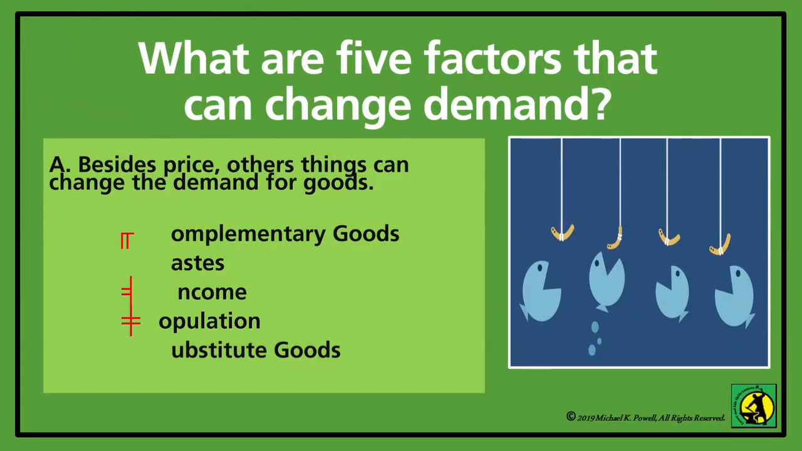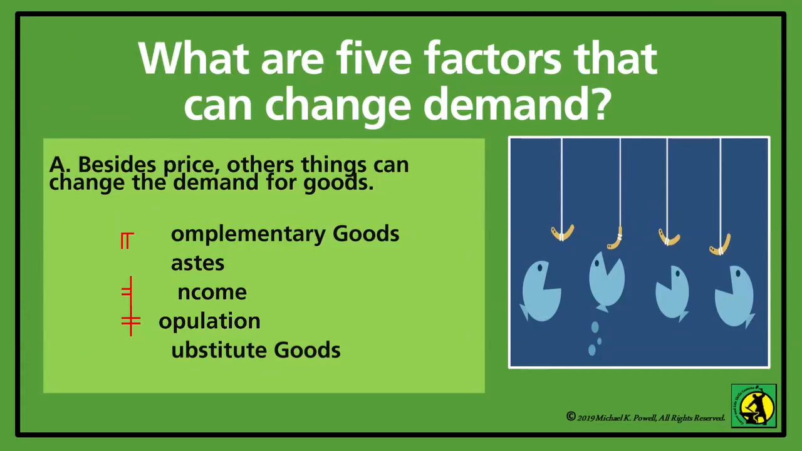If my tastes and preferences changed, perhaps I switched my diet and became vegan, so my demand for meat would change. So my taste and preference has changed. Income is that third one. If my income changes, I will either buy more. If I have more income, I would have more disposable income to spend, so my demand could increase. Or if I lost a job, for example, then my demand would decrease because I would have less disposable income.